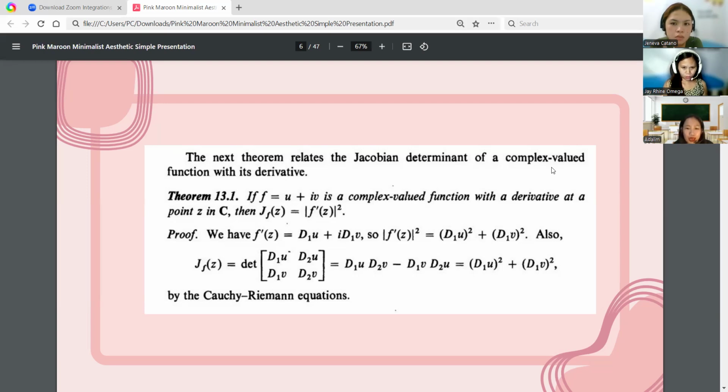Proof: we have f'(z) is equal to D_1 u plus i D_1 v. So the absolute value of f'(z) squared is equal to (D_1 u) squared plus (D_1 v) squared. Also, J_f(z) is equal to that, by the Cauchy-Riemann equations. So this is the solution for that one.